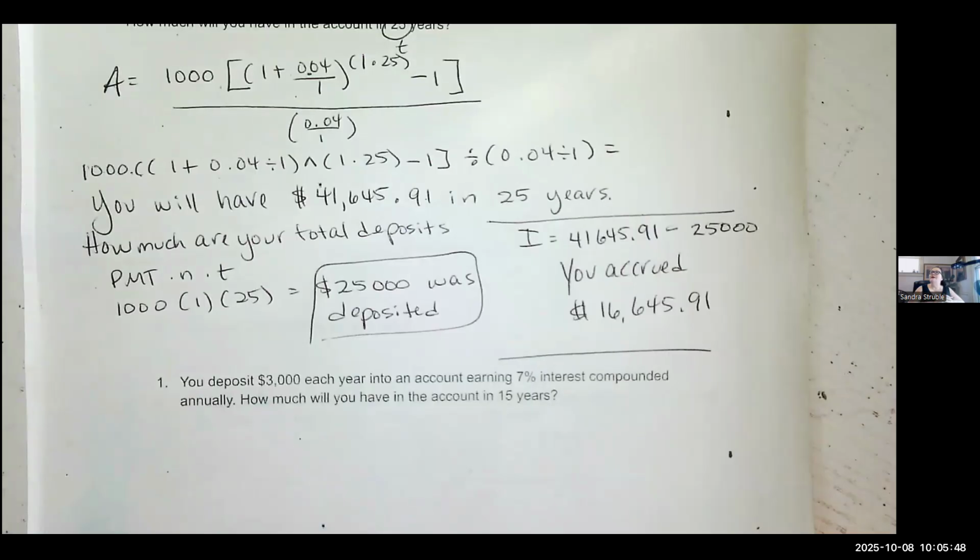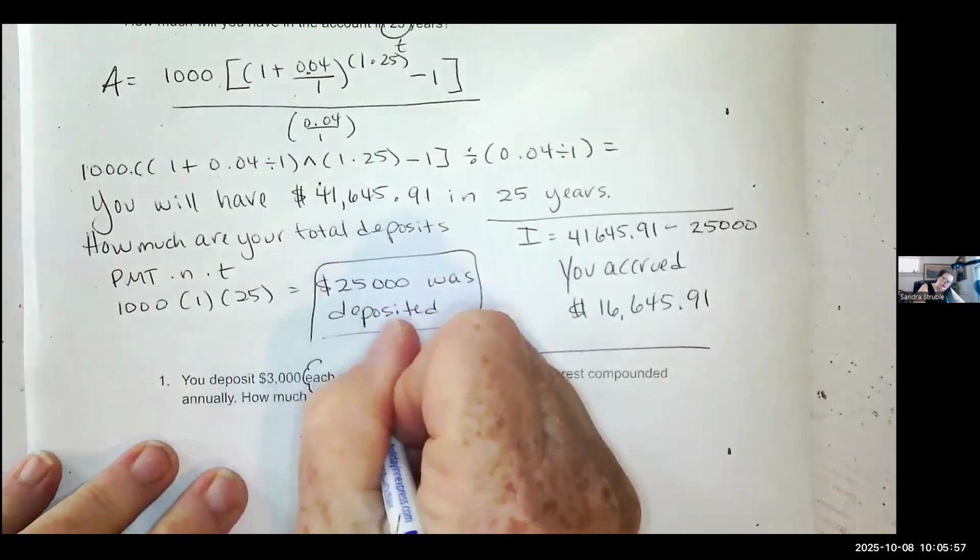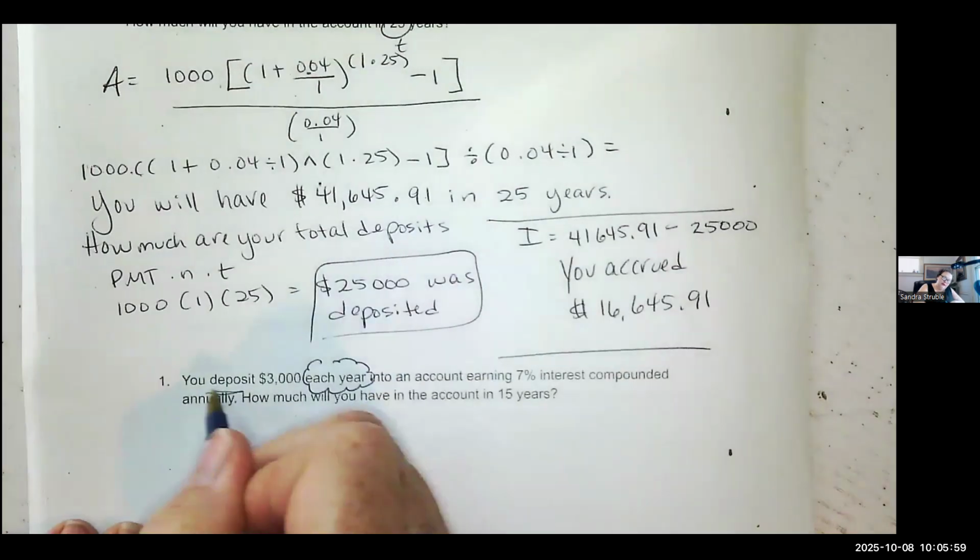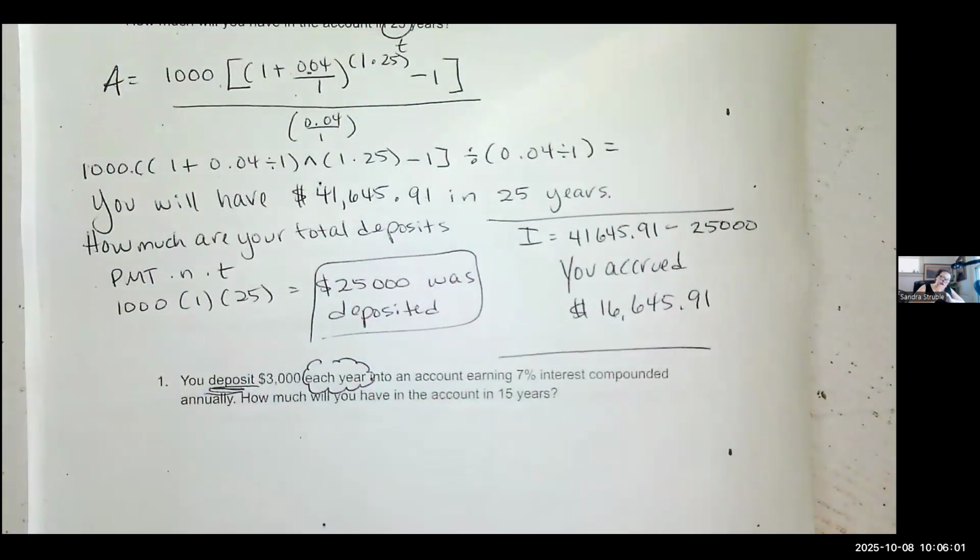So you deposit $3,000 into an account each year in an account earning 7% interest compounding annually. So I know this is an annuity because it says each year. I deposited each year. So you're going to use the annuity formula. You're going to set it up exactly as I did, 7%. So make sure you change that to a decimal. And each year is going to be N is 1, and then your time is going to be 15. Pause the video, come back.